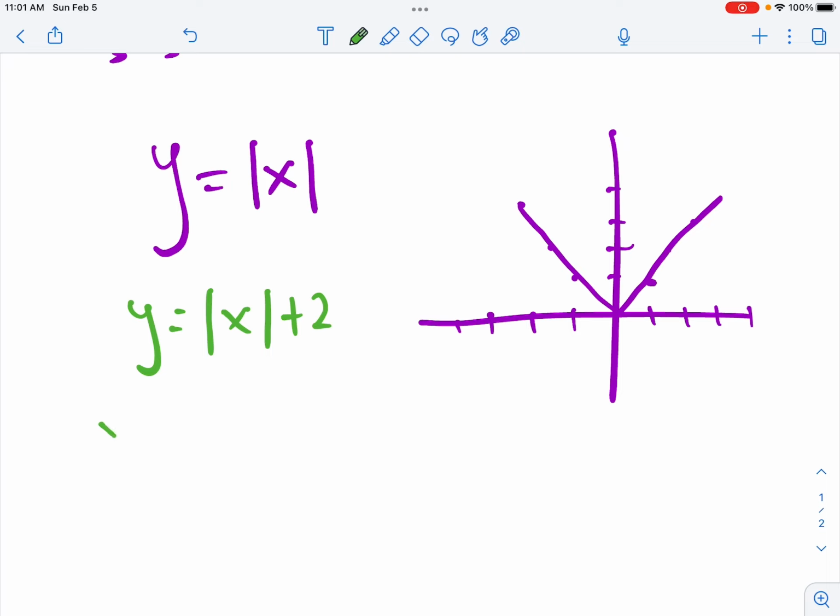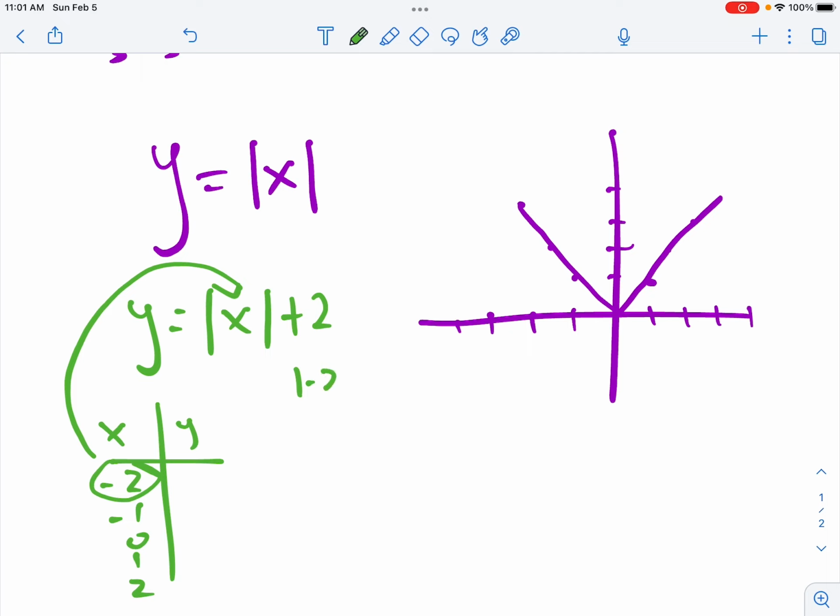Well, let's use our table of values again and see how this is going to behave. -2, -1, 0, 1, 2. If I put a -2 in there, so get that -2 and stick it in, then absolute value of -2 plus 2 is 2 plus 2, and that's 4. Absolute value of -1 plus 1 is 1 plus 2. 1 plus 2 is 3, 2, 3, 4.